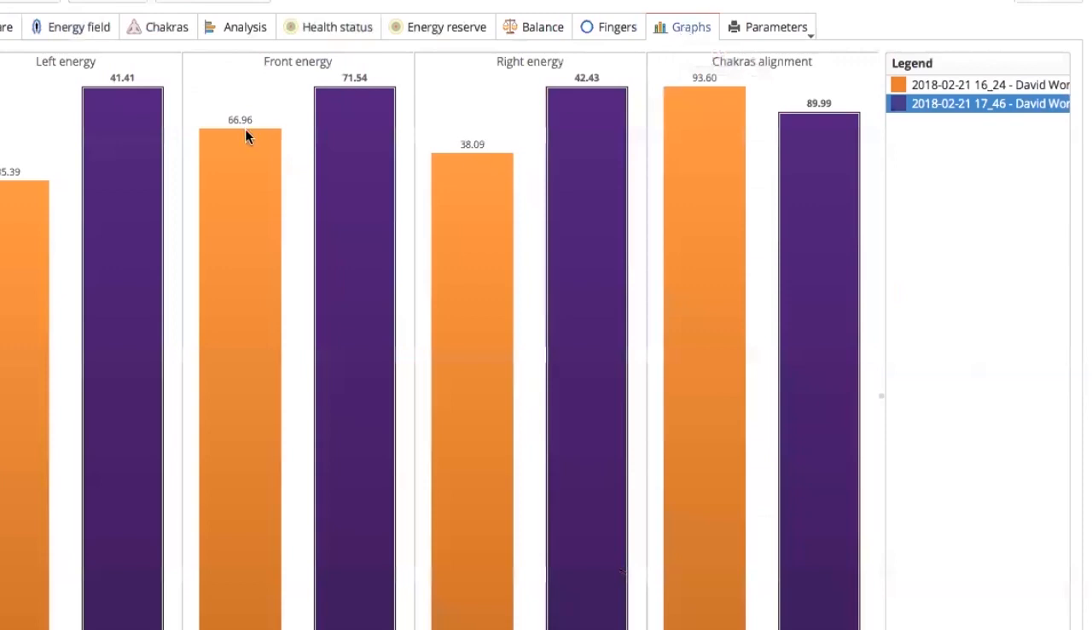Okay, and then here's the graph: the left energy level went up, front energy went up, right energy went up, alignment went down a bit. Okay. Yeah, so I just want to show you that so you can see what I mean about being able to increase your electromagnetic energy and enhance your life force engine. And now we have technology that can show you exactly how to enhance it and what part of your body or meridian or chakra or organ needs extra energy or extra attention so that you can get that life force engine to work properly for you.